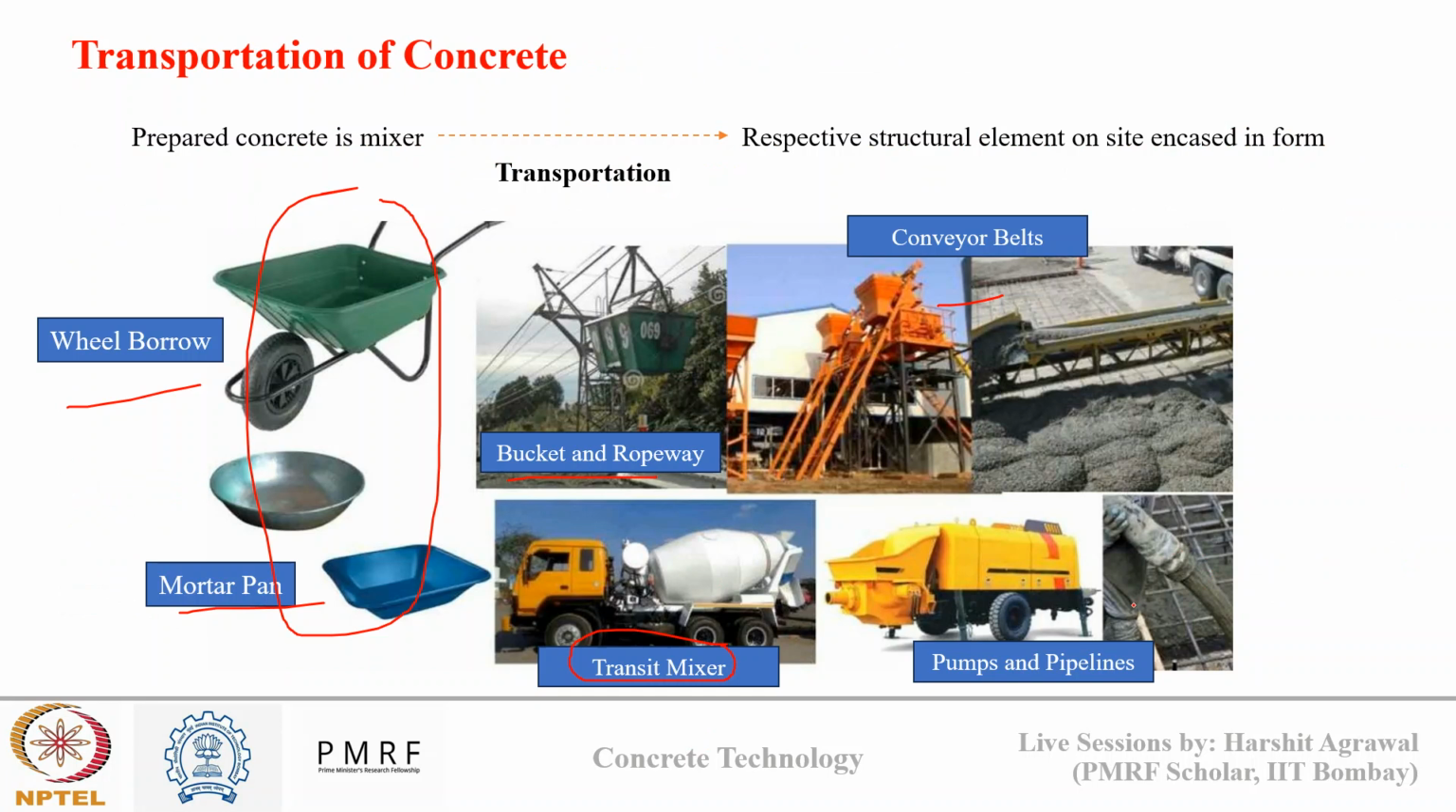And then the most commonly used is pumps and pipelines. From the truck, using a pump, the concrete is forced through the pipeline to move horizontally or vertically to its desired location. So in this way there are different ways in which concrete can be transported based on my project size and project constraints.